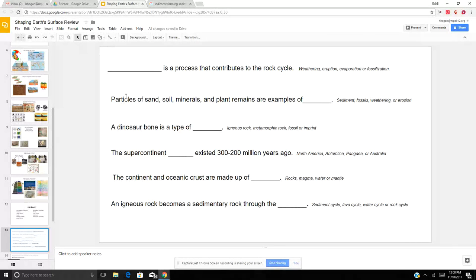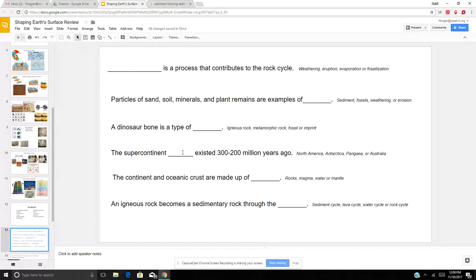Then, particles of sand, soil, minerals, and plant remains are examples of sediment, fossils, weathering, or erosion. And the key word here is remains. What remains after these things die? So think about that. A dinosaur bone is a type of, so this is a dinosaur bone. Is it an igneous rock? Is a dinosaur bone metamorphic rock? Is a dinosaur bone a fossil, or is a dinosaur bone an imprint?